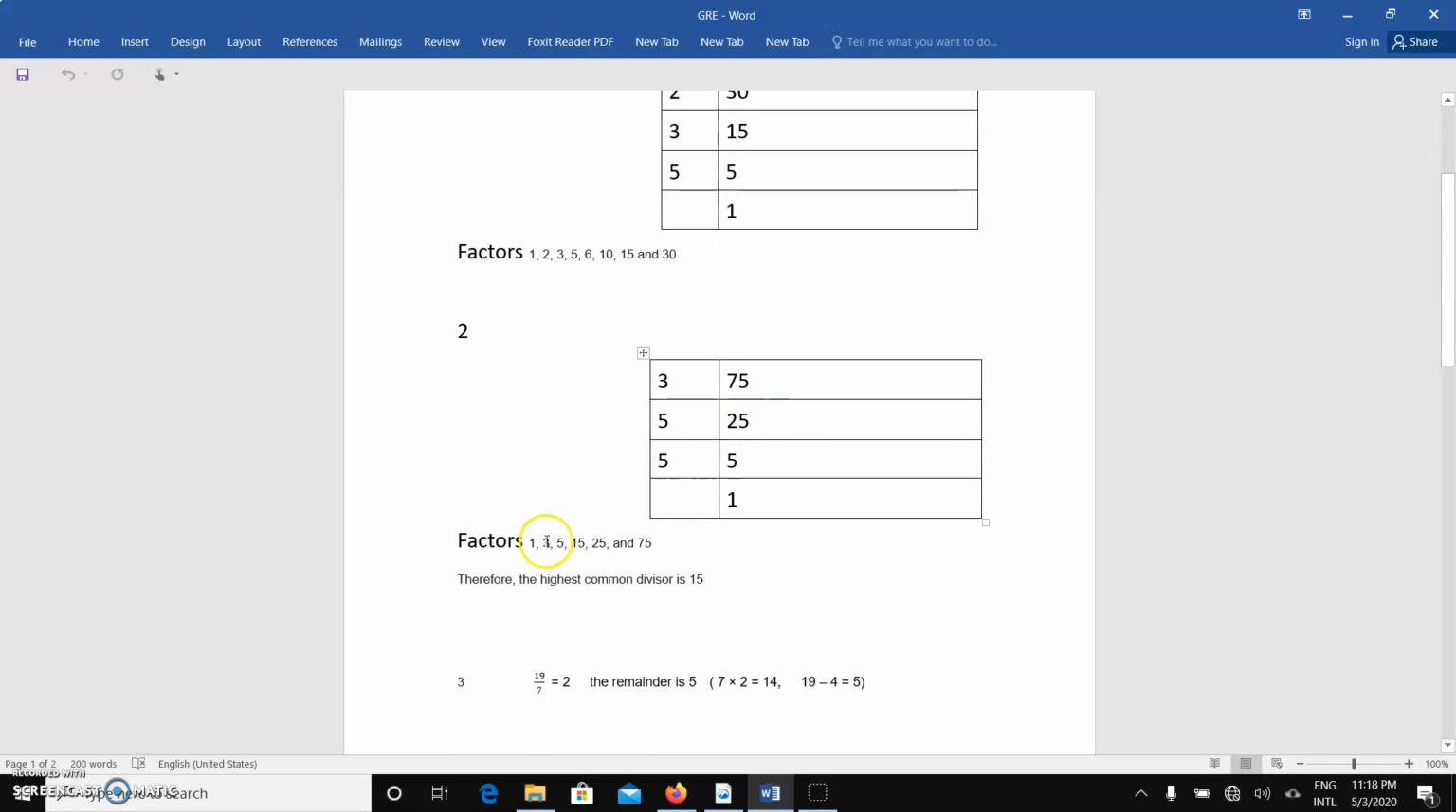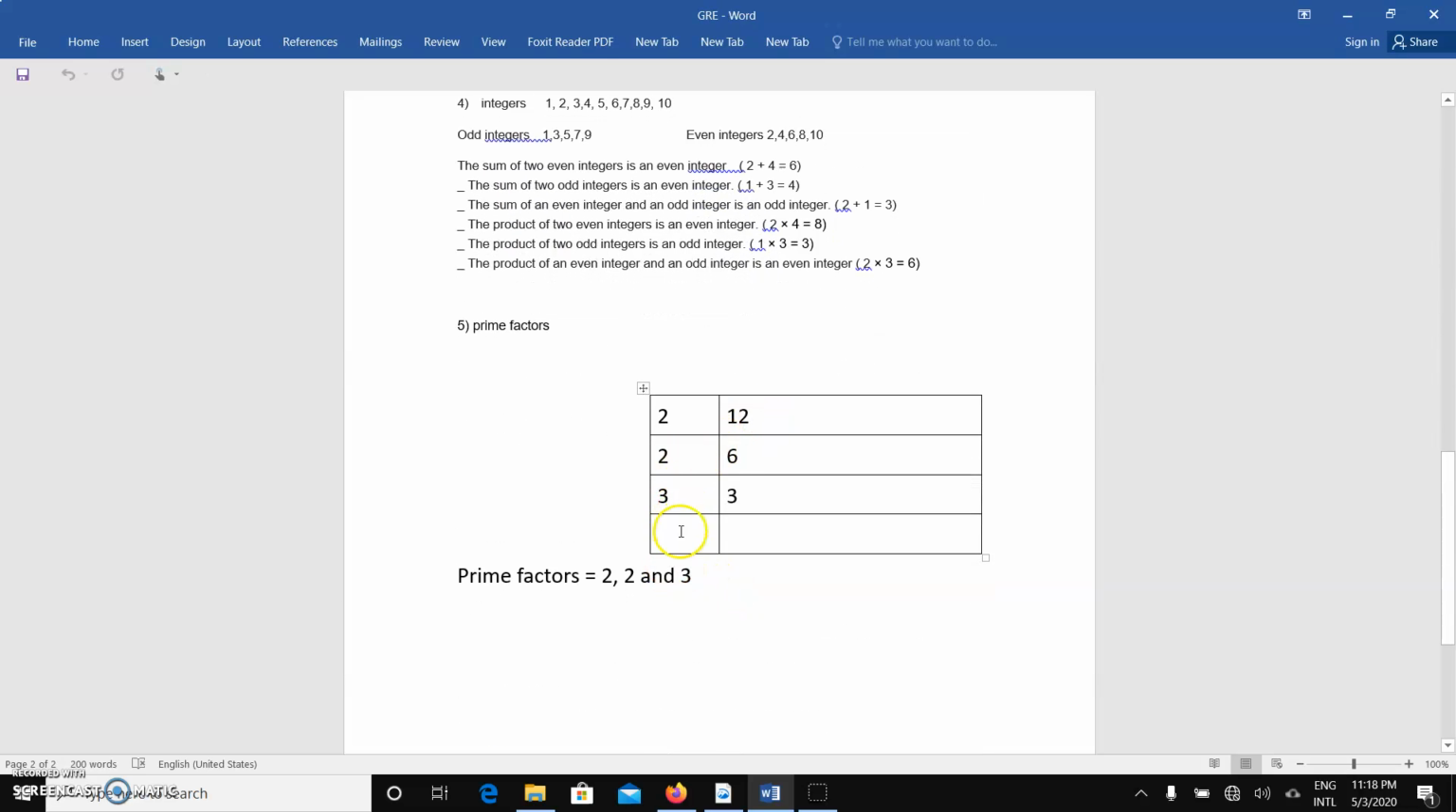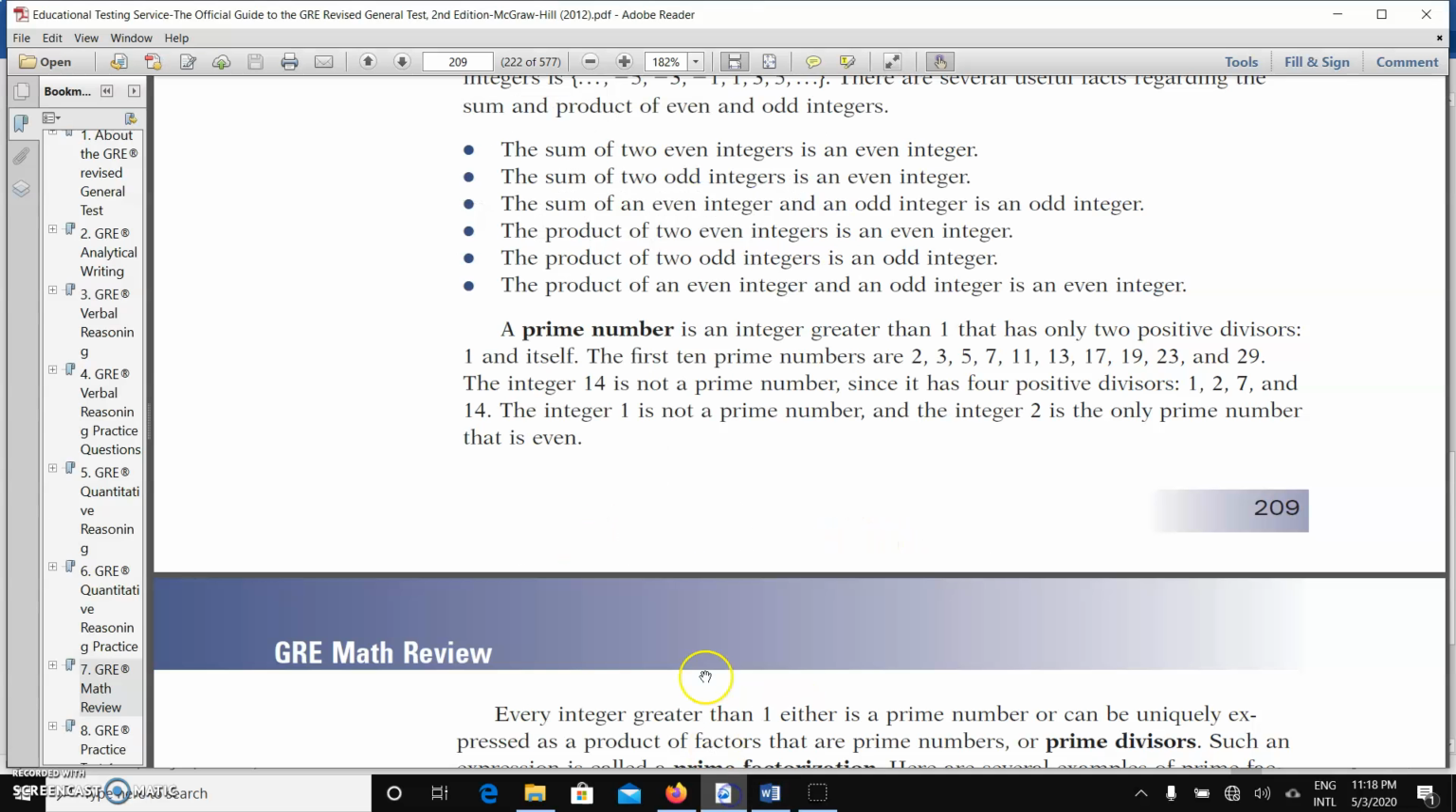Same thing for 75. These are all the factors. If you divide to get all the factors, you then pick out the numbers that can only be divided by themselves and 1. 1 is not a prime number, so just 3 and 5. You understand? So these are the things you need to consider. Let's use 12 for example. It's 2, 2, 3, right? So 2, 2, and 3. Those are the prime factors. I think I'm done with that.